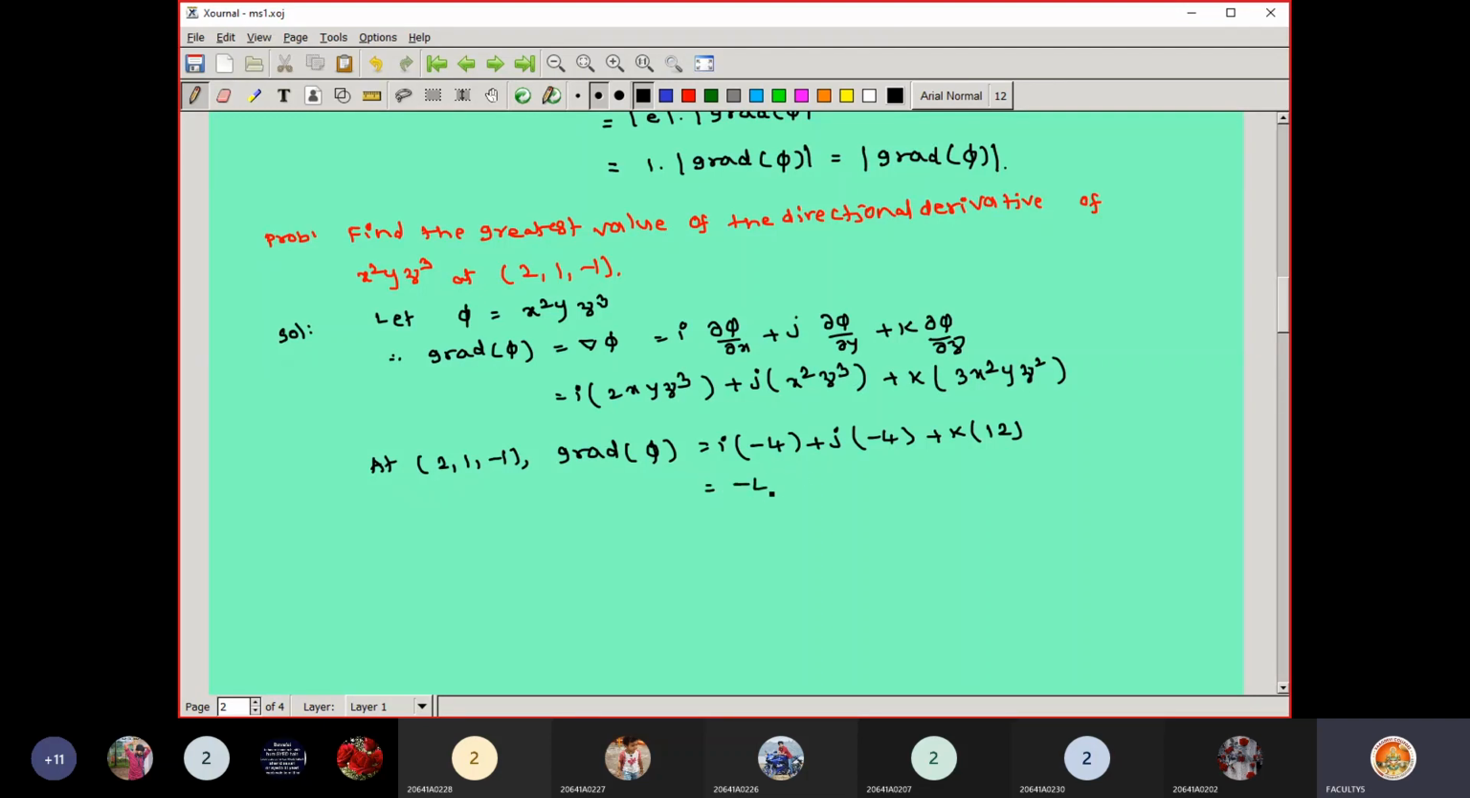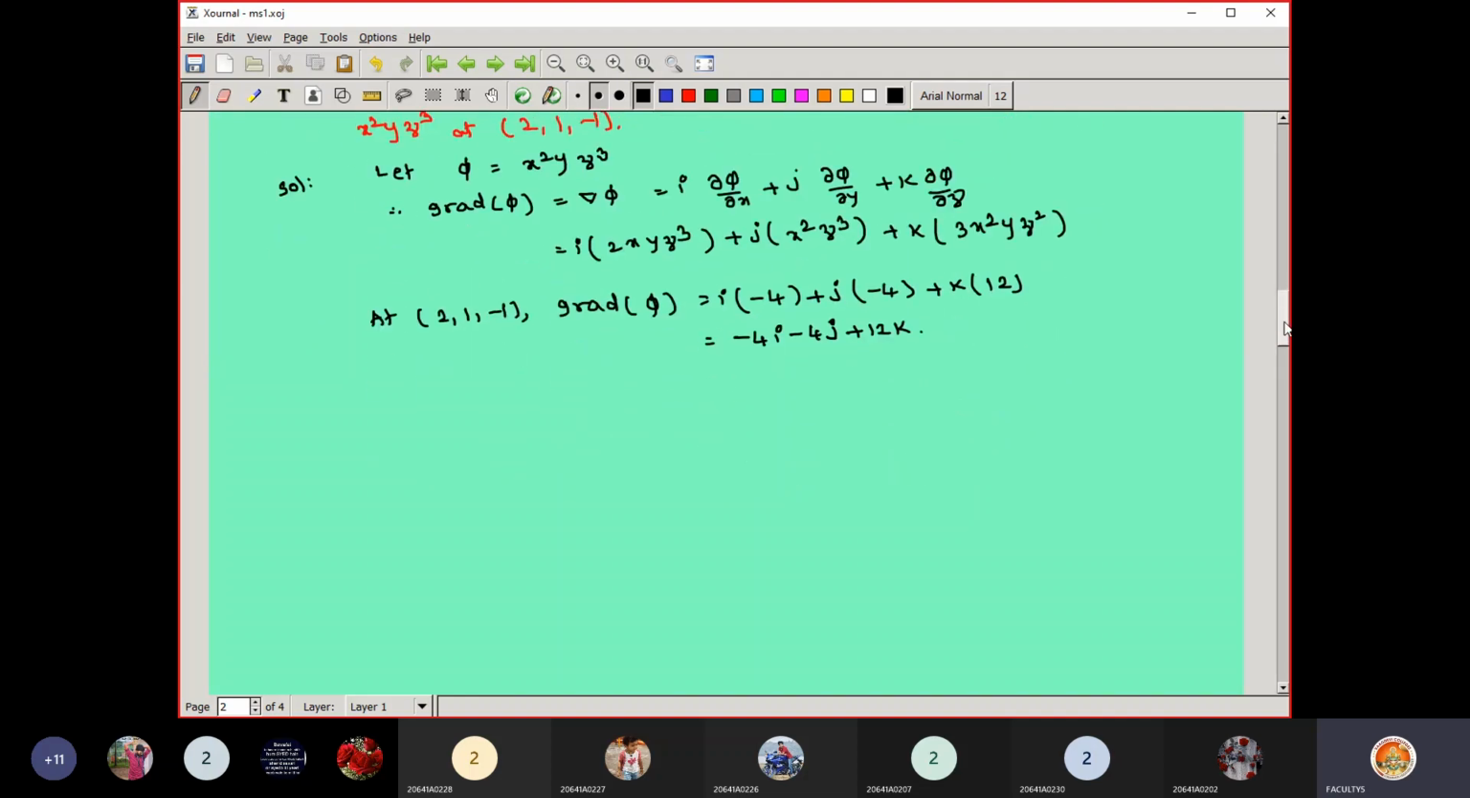So minus 4i minus 4j plus 12k. This is nothing but your gradient of phi value. Now we need to go for directional derivative. Don't use your directional derivative formula. So as per your note number 2, directly you can write down.